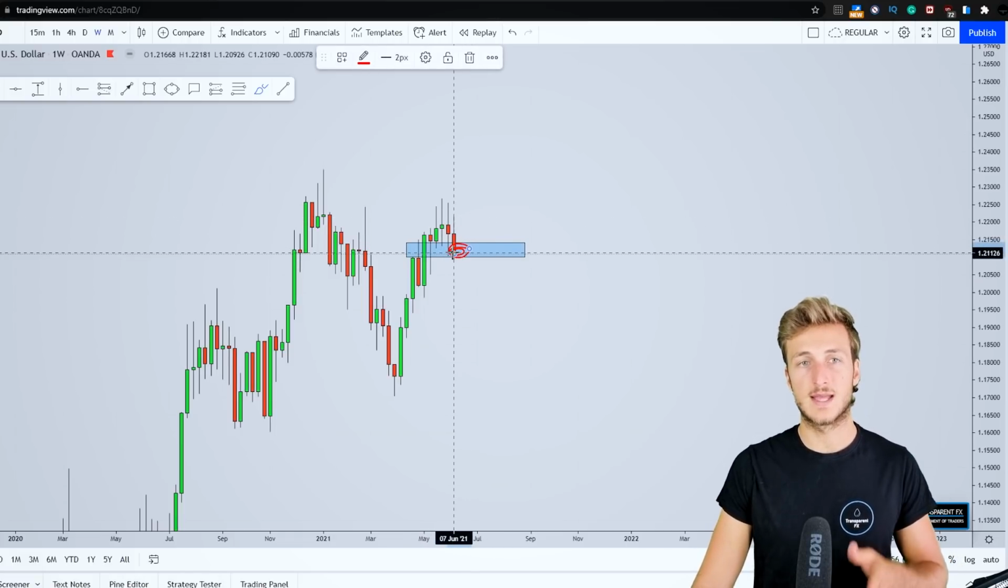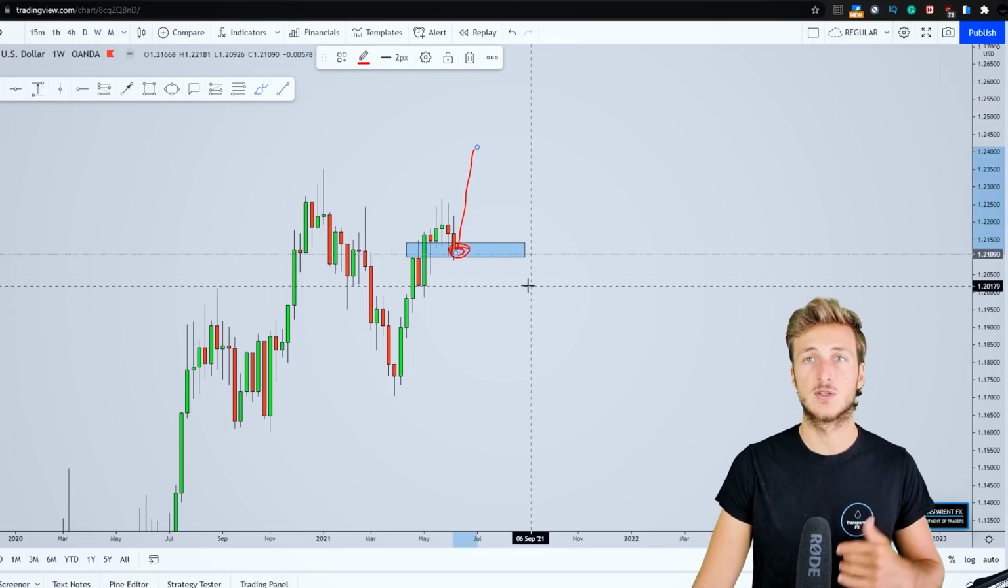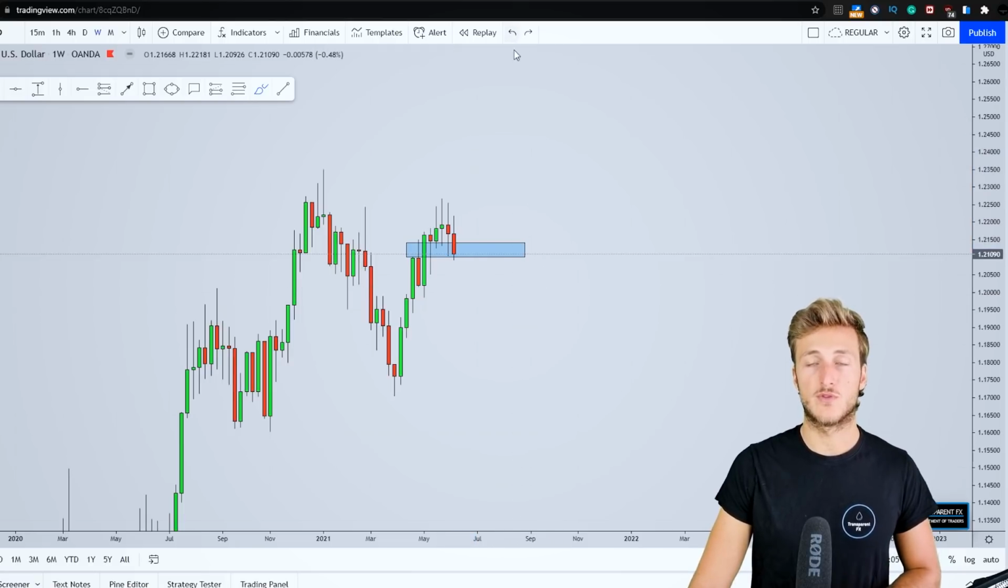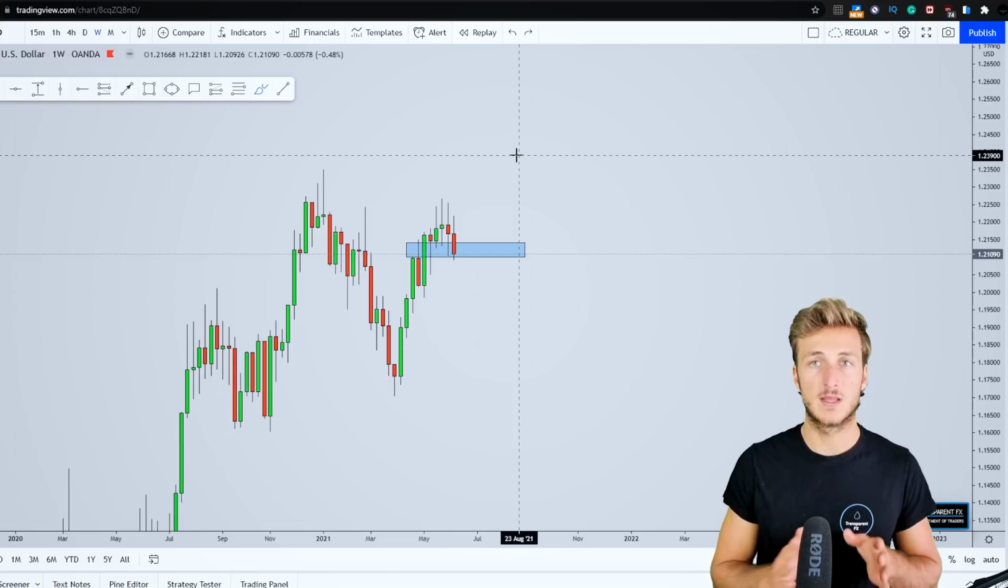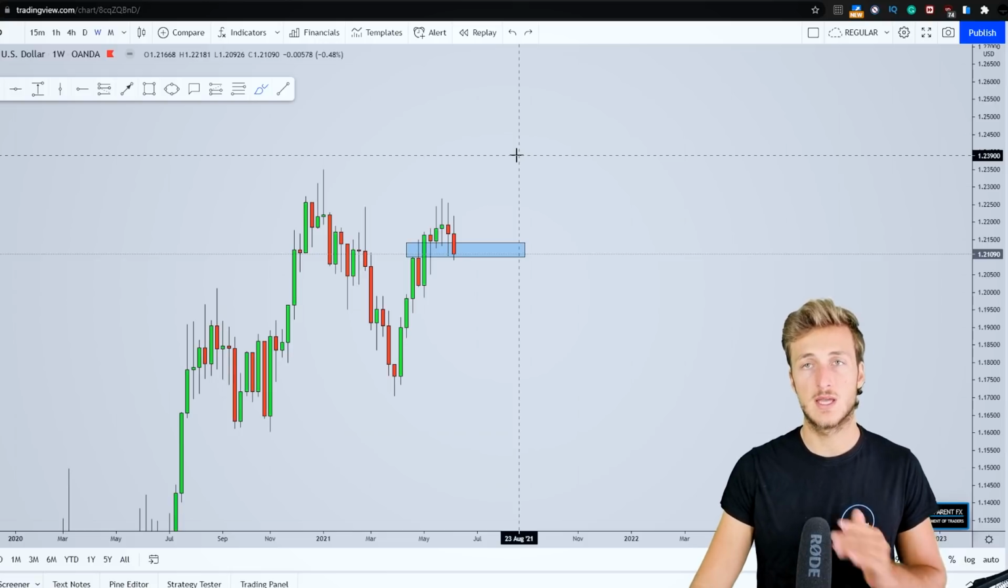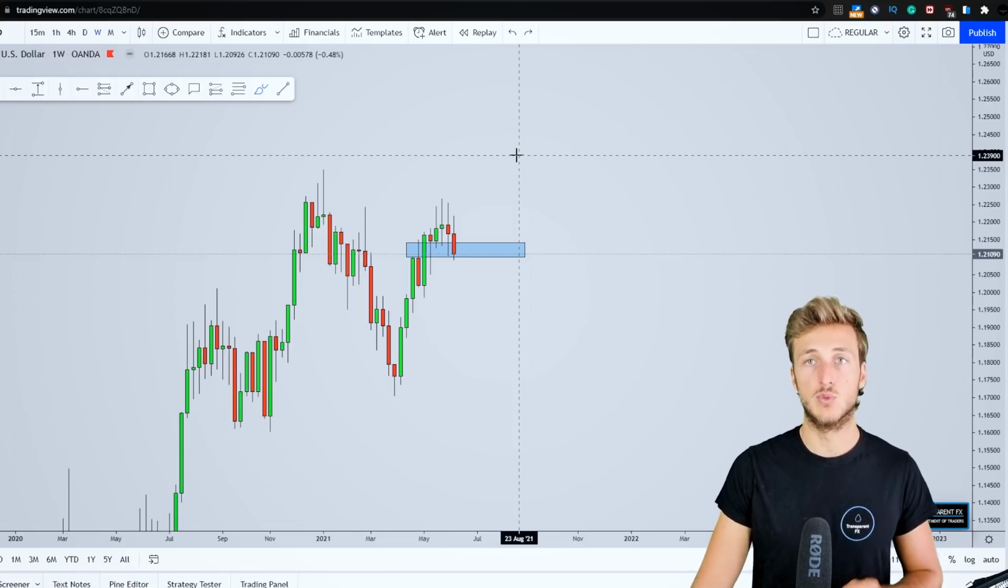So at the moment, we are testing previous weekly resistance, turned support, and we can expect the market to reject this area to the upside, possibly with the creation of a higher high. So here, monthly and weekly time frame for EURUSD are both aligning for a potential move to the upside.